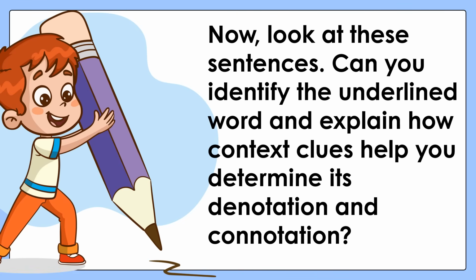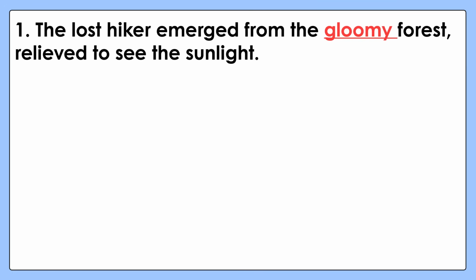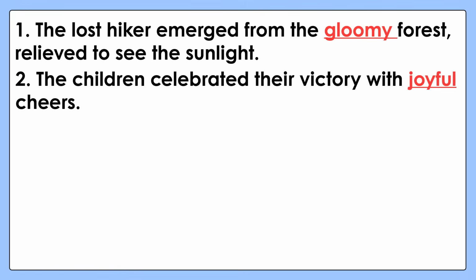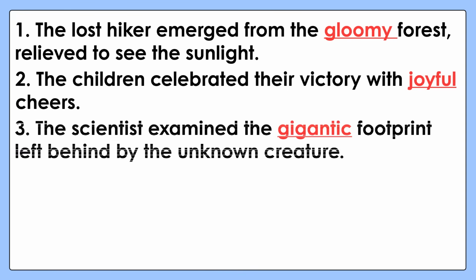Now, look at these sentences. Can you identify the underlined word and explain how context clues help you determine its denotation and connotation? First, the lost hiker emerged from the gloomy forest, relieved to see the sunlight. Second, the children celebrated their victory with joyful cheers. Third, the scientist examined the gigantic footprint left behind by the unknown creature.